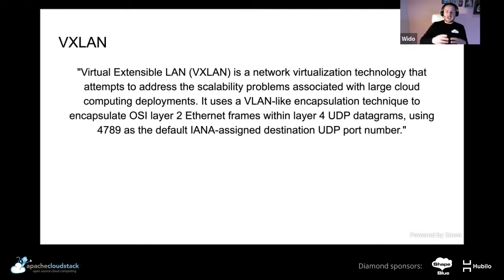Now, scaling out a network can be done by using VXLAN, and VXLAN is an overlay network over your existing layer 3 network where Ethernet frames are put into UDP packets. It uses port 4789, and you'll just see these UDP packets flowing through the network.